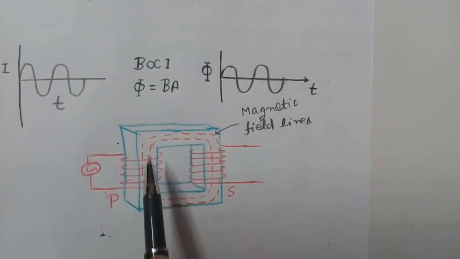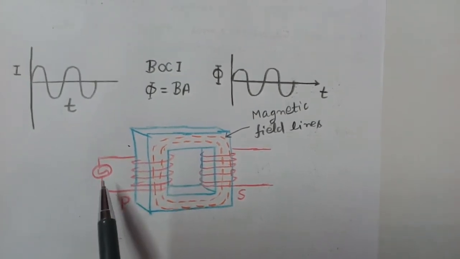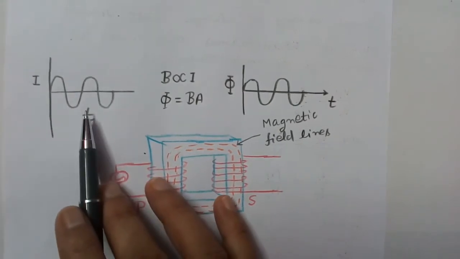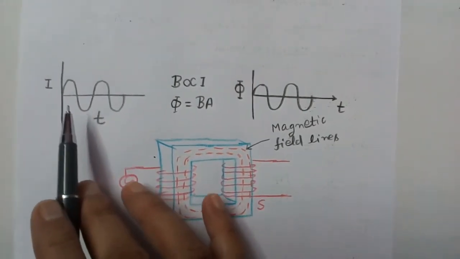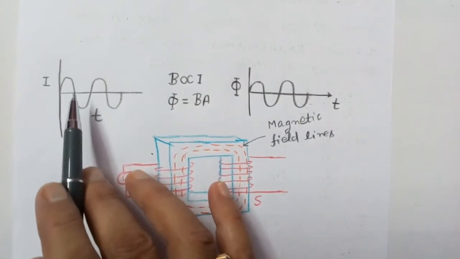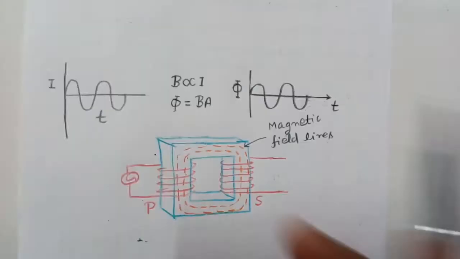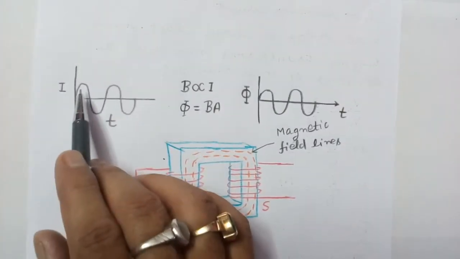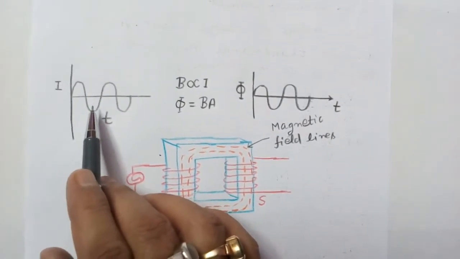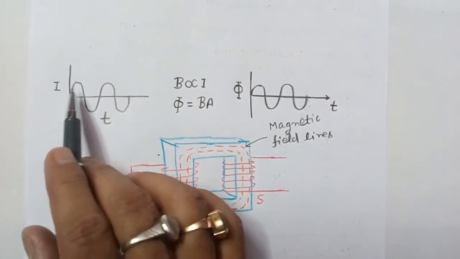See in this diagram, this is iron core and this is primary coil. When this is connected to alternating current voltage source, then we know that in alternating current source, current varies with time and it changes its direction after regular interval of time known as time period. So for half the time period, current flows in one direction, and for the next half period, current flows in opposite direction. So this is I-t curve.